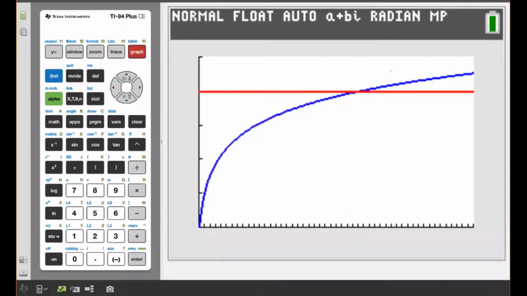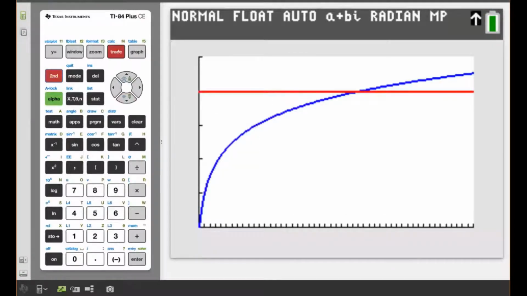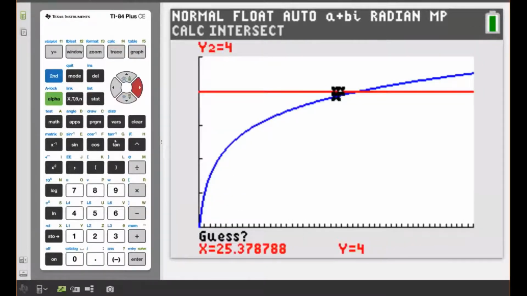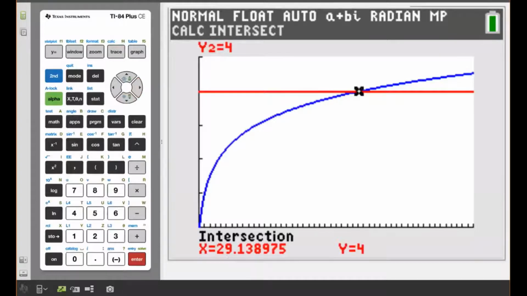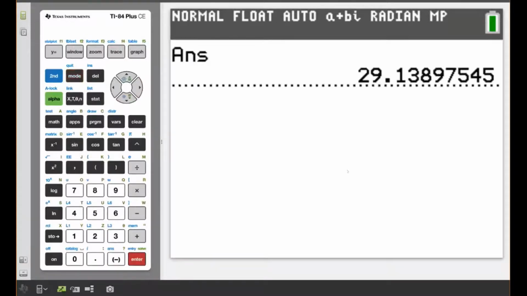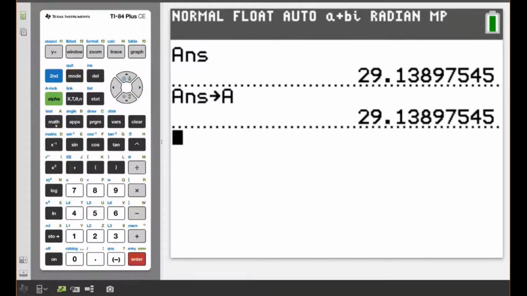Okay, so here's the graph. Here's our intersection point. Again, we're going to calculate that. So number 5, intersect: once on the first curve, once on the second curve, once in the middle, and I can see there I get an x value of 29.1389. Now, something really neat that you can do is head out of here, press answer in your main screen and enter, and that actually copies down the answer that you found from your graph. So I'm going to store that as variable A in my calculator. And what that means is every time I type A, it recognizes it as that number.